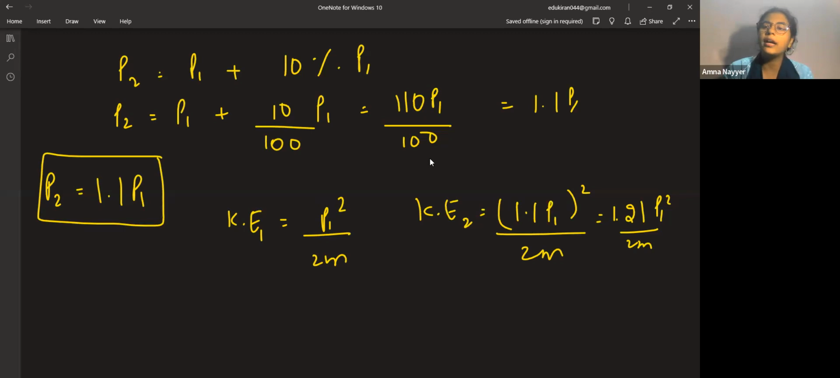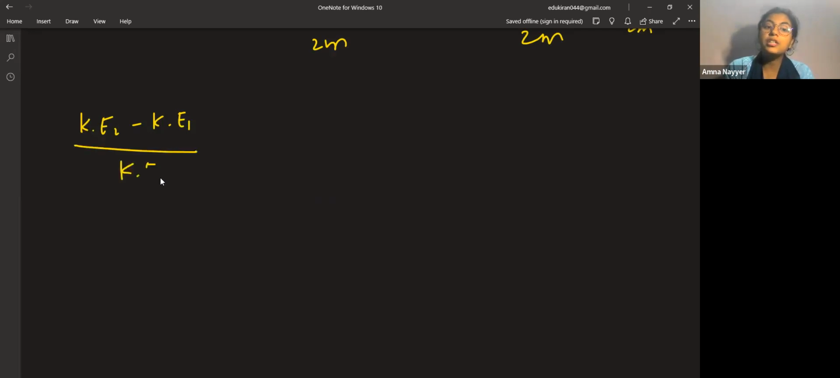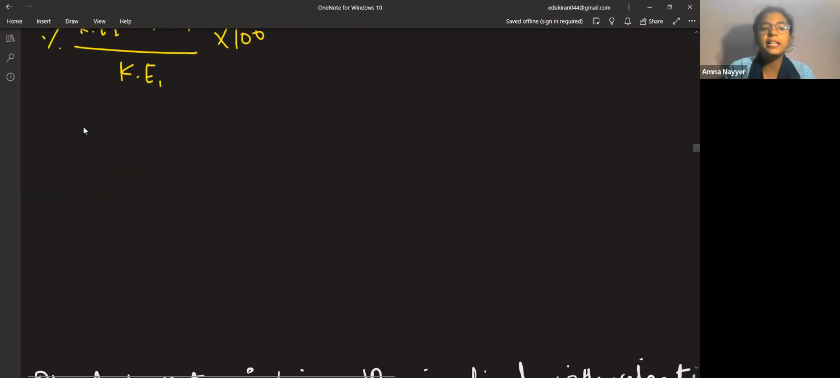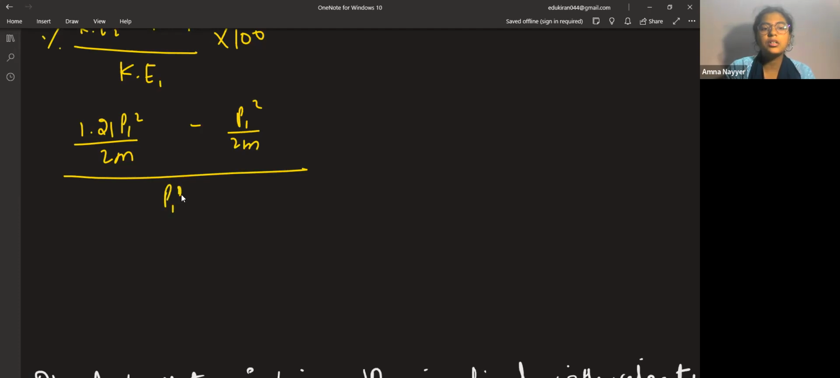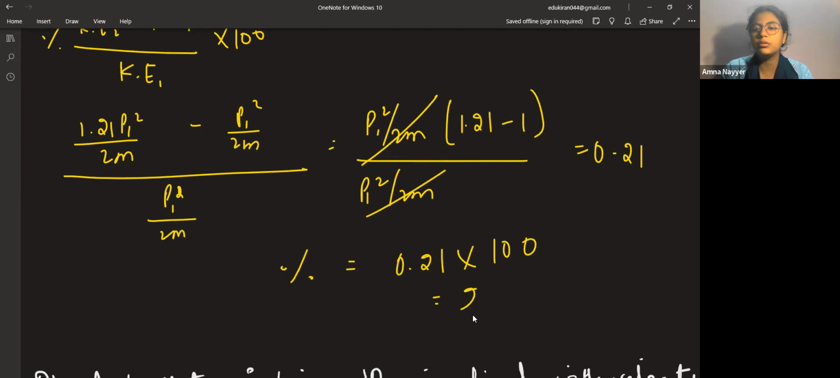Now once you have this, you know how to calculate the percentage. Final kinetic energy minus initial kinetic energy, that is the change in kinetic energy, divided by the original kinetic energy, into 100. This is the formula that you have to calculate. So final is 1.21 P1 square by 2m minus P1 square by 2m, divided by P1 square by 2m. Let's take P1 square by 2m common. This becomes P1 square by 2m taken common, 1.21 minus 1, and the brackets will be cancelled. This becomes 0.21. For percentage change, we multiply it by 100. So 0.21 into 100 will be equal to 21%.